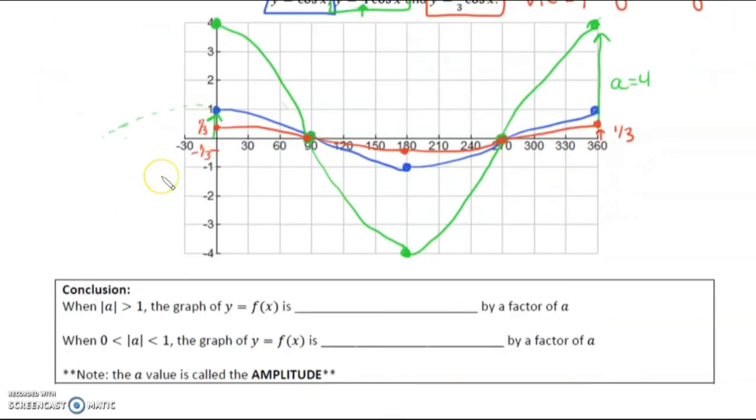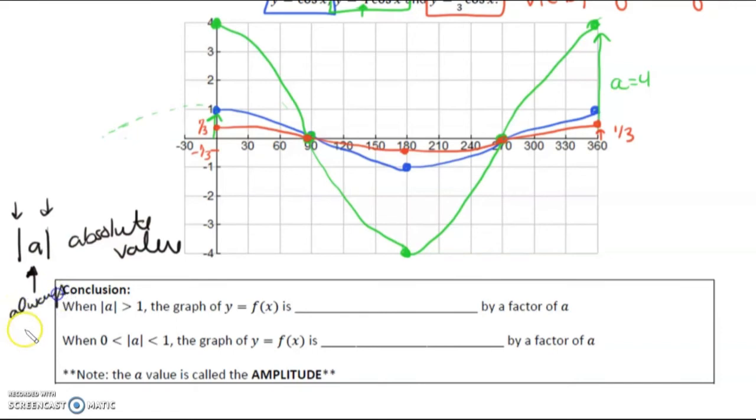So what's our conclusion here? When |A|, so we do absolute value. When we write two brackets like this, but they're straight brackets, this is called absolute value. What that means is to look at the A and just take the positive of it, so always positive. So when that actual A number is greater than 1, the graph of f(x) is stretched by a factor of A.